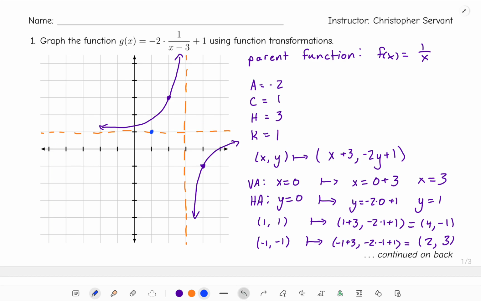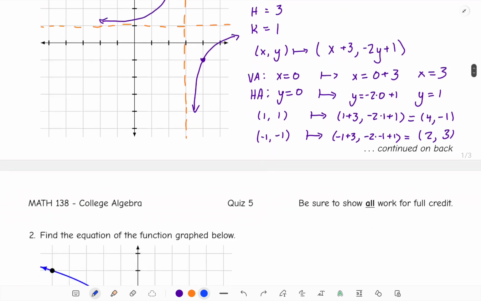And now if we do the same thing with -1, -1, again, I'm going to shift it first, so over 3, up 1. Then we have to flip, so it goes here, and then stretch by 2, and that's how we get that point. And since stretching does not affect the asymptotes, those only get affected by h and k, and that's why the horizontal shifted up 1, the vertical shifted to the right 3. And that's how you go about doing this problem.